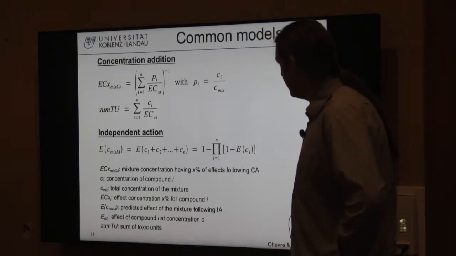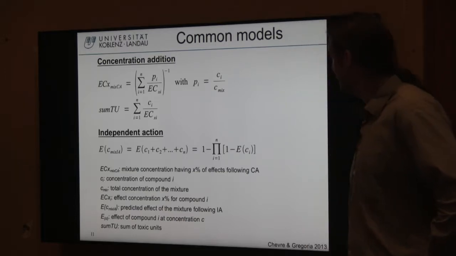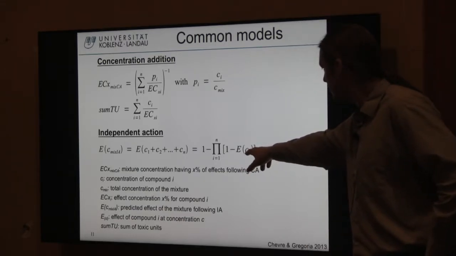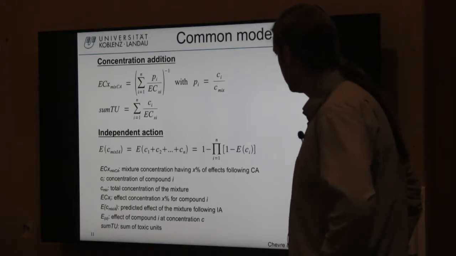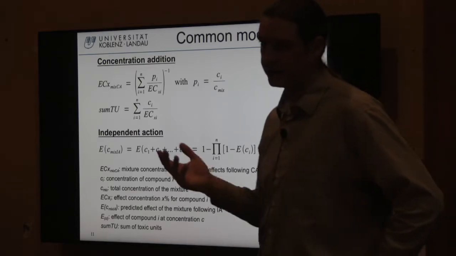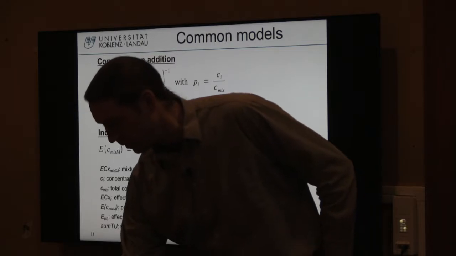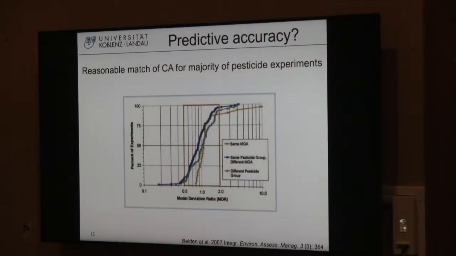And then for independent action, you use the observed effects of the different concentrations, and you build the product of these. But I'm not going more into the math. This is just to remind you, I guess, since you will all be familiar with these models. So the question is, how predictive are those?